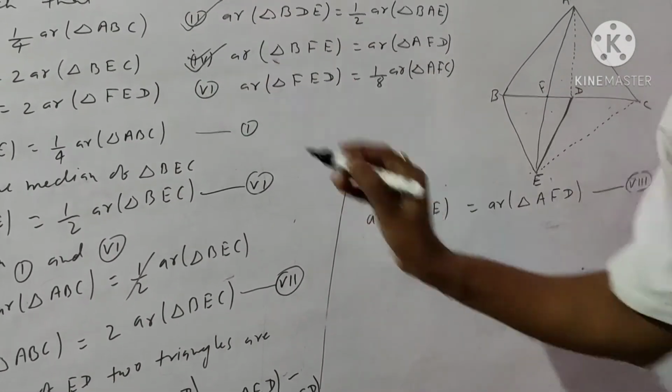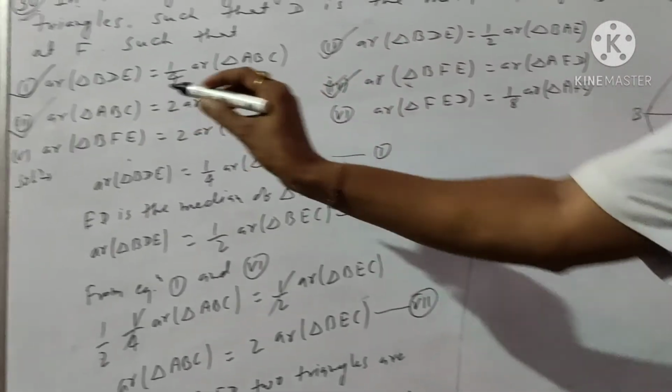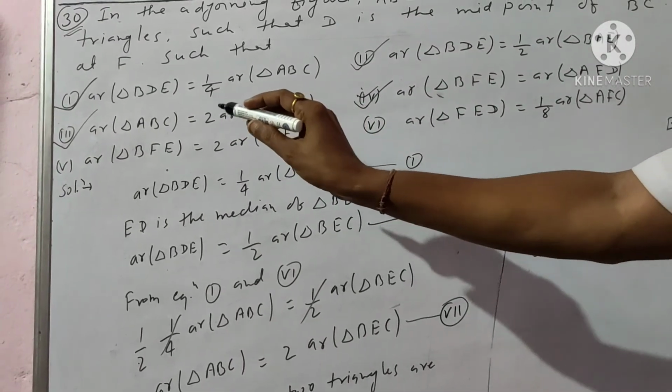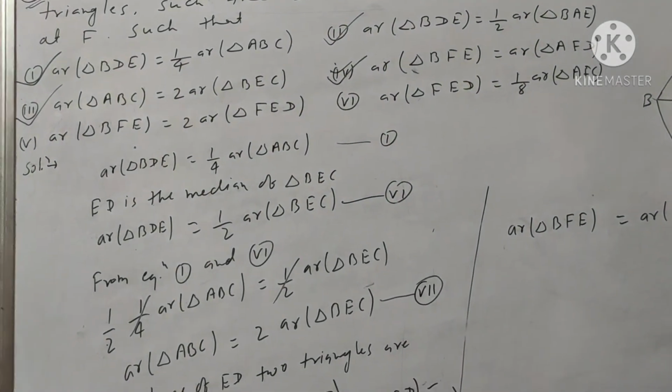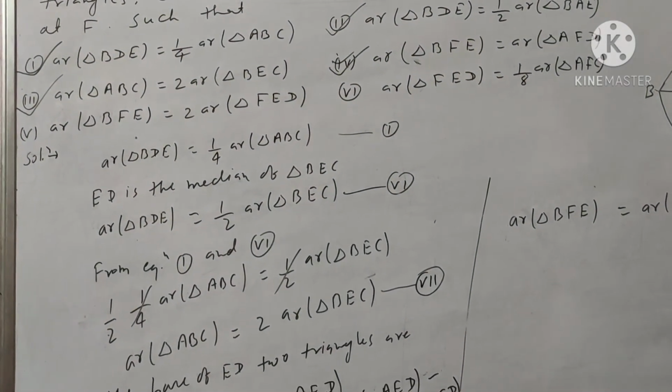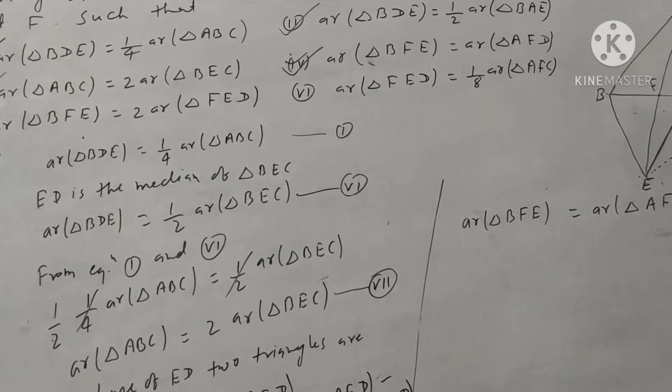Okay, then the fifth one: area of triangle BFE is equal to 2 times area of triangle FED.